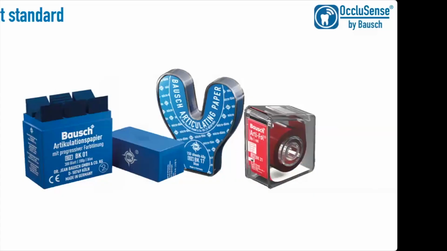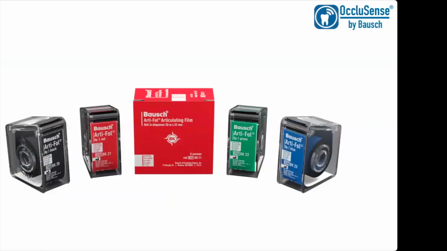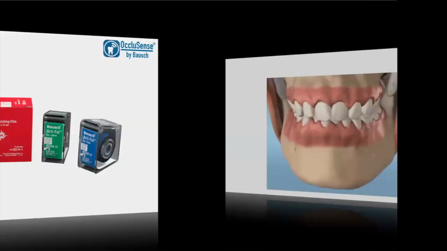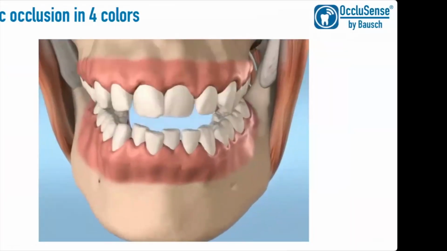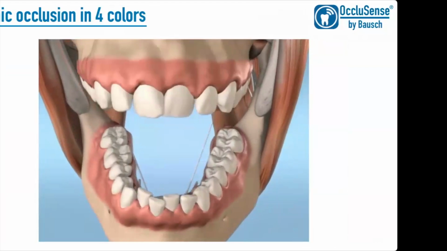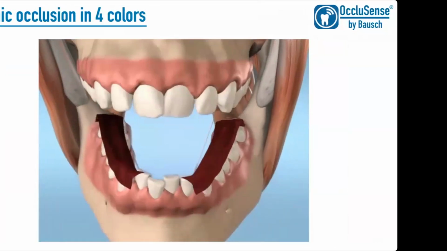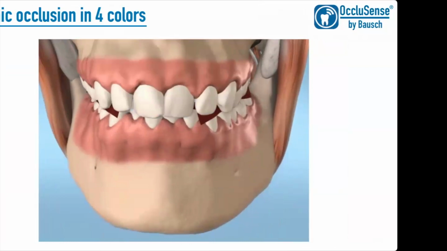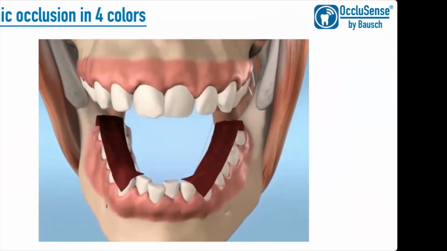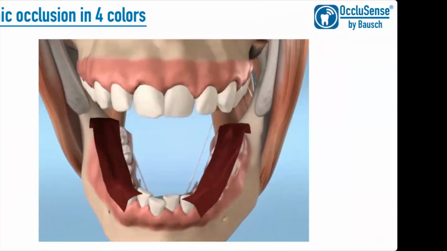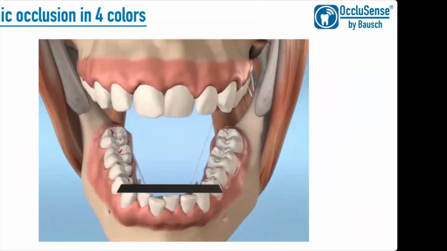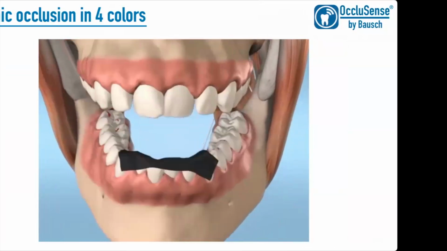So the current standard has been unchanged for quite some time now. We have the normal articulating paper, foils, different colors, different forms, and those can be used to check occlusion in all three dimensions. So as you can see in this illustration here, you can use different colors such as red for static occlusion, black for protrusional movements, and green and blue for laterotrusional movements.